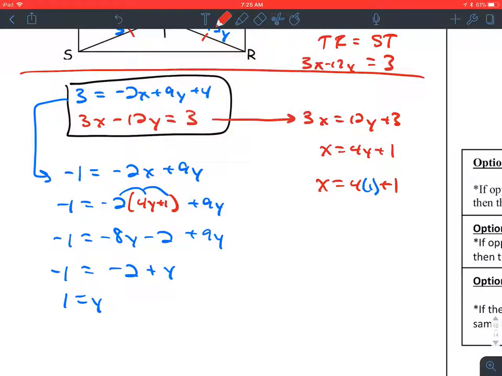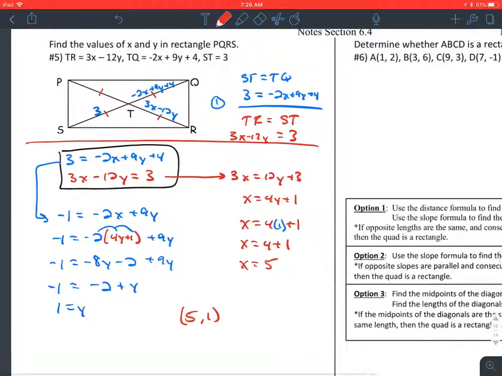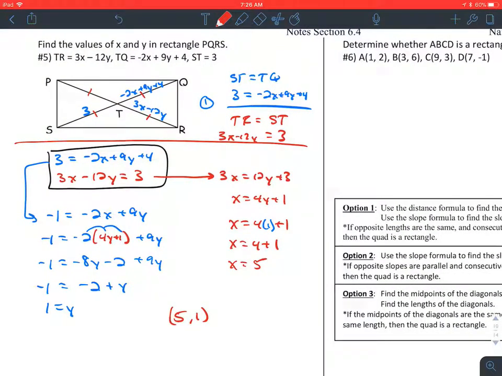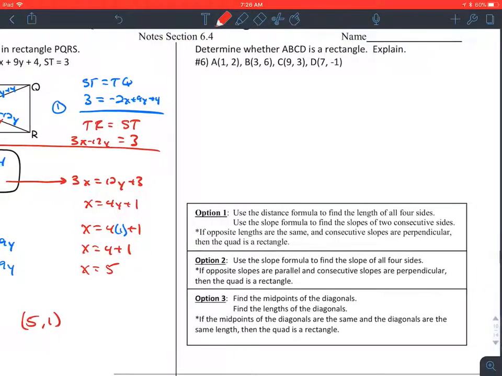4 times 1 is 4. 4 plus 1 is 5. So this is the ordered pair 5, 1. That's the solution to this. The directions were find the values of x and y. It makes it a rectangle. We have done so. Number 6.